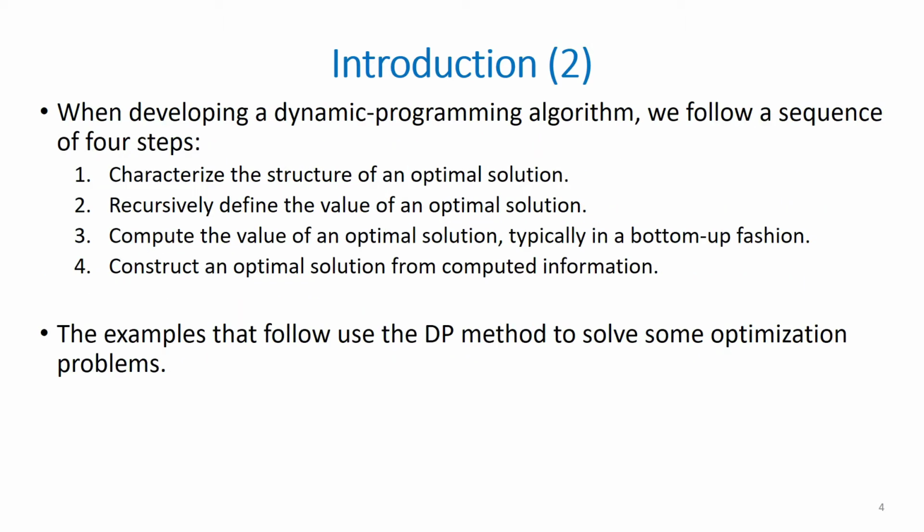Typically, a DP algorithm development has four steps. Firstly, we should characterize the structure of an optimal solution. Next, we should define the value of the optimal solution in a recursive manner. Then compute the value of an optimal solution, and finally, construct an optimal solution from the computed sub-solutions. Do not be terrified by these four steps. Once we see some examples, you will see how easy the concept is if formulated properly.